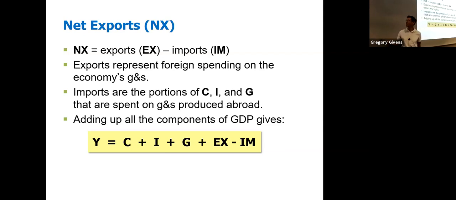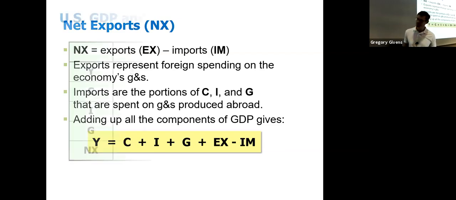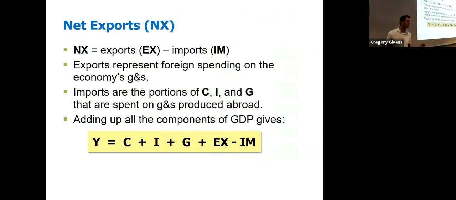We have to subtract out imports because a lot of the stuff that people, businesses, and governments are buying in our country is actually produced overseas or in a different country. Okay, so bear that in mind. That's the reason why we actually have to subtract out imports from our definition of GDP. Okay, do you guys have any questions about that conceptually?